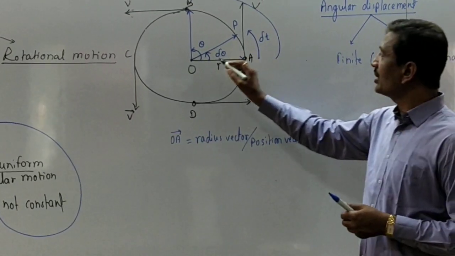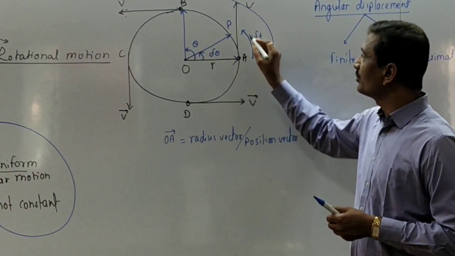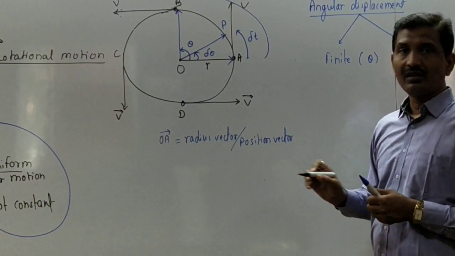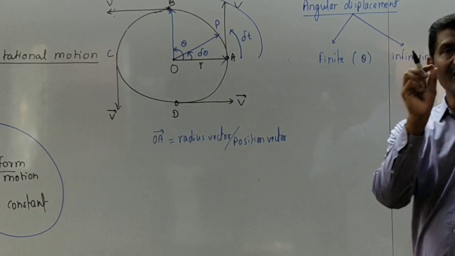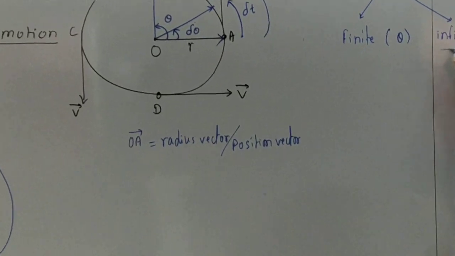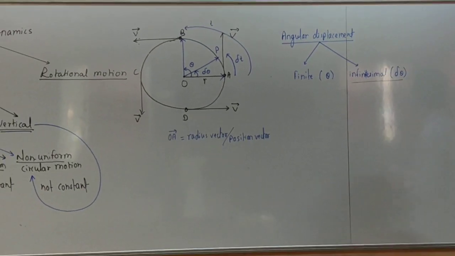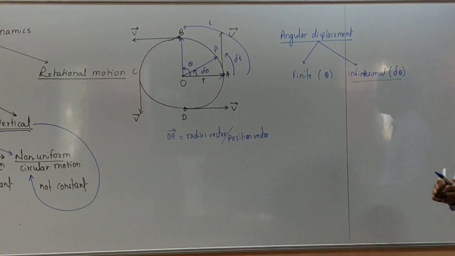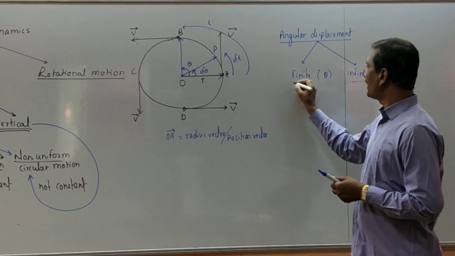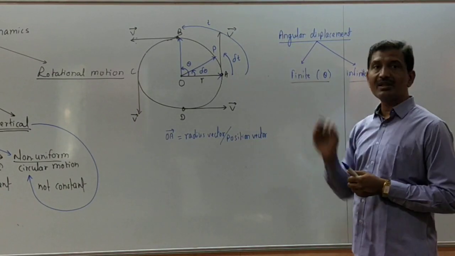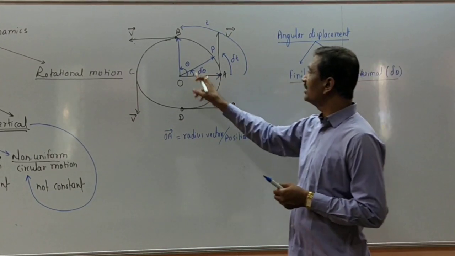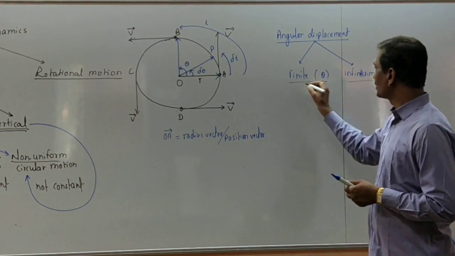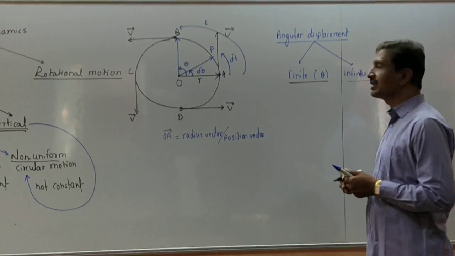In a very short interval of time, particle moves from A to P, then the radius vector traces out a very small angle, say delta theta. This delta theta is called the infinitesimal angular displacement. And in a finite interval of time, say t, particle moves from A to B, then the radius vector rotates through an angle theta. That angle is called the finite angular displacement.